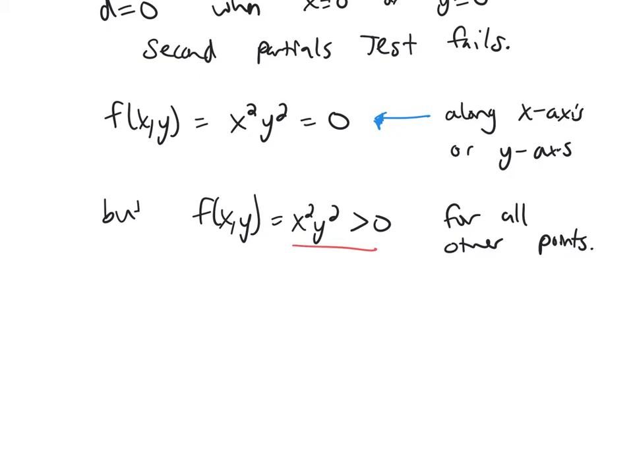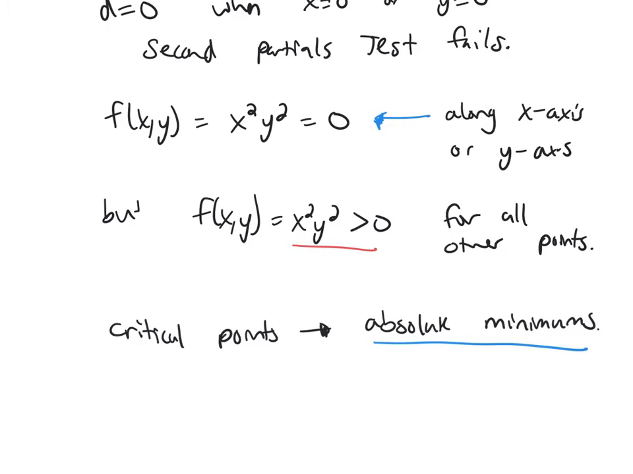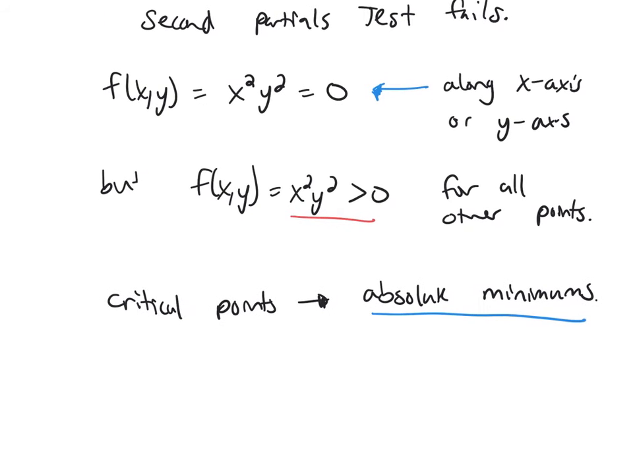So here I'll say that my critical points, which remember are all the points on the x and y axis, correspond to absolute minimums, not just relative minimums, but absolute minimums. So if your second partials test fails, you need to use information about your function to determine if your critical points are minimums, maximums, or relative extrema.